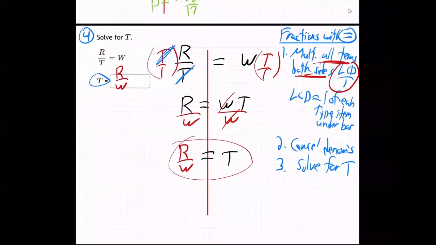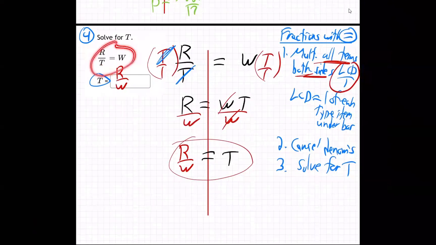And so let's recap. What do we always do when we have fractions with an equal sign? We multiply all the terms on the left and the right, both sides, by the LCD over 1. The LCD in this case was just T. It was the only item under a bar. So T over 1, and then cancel denominators. I canceled the T's here. Just had R. This is WT. And then just solve for T. They want T, so then just divide by the W. Cancels out. T is R over W. There we go.